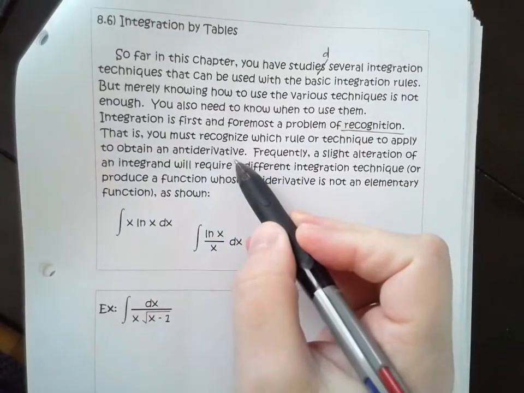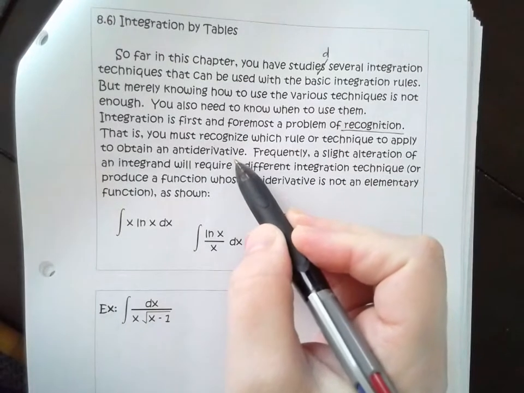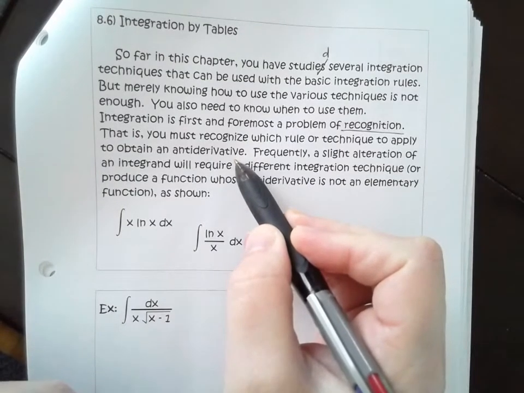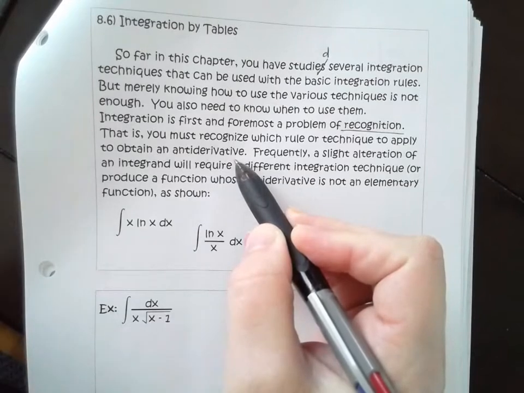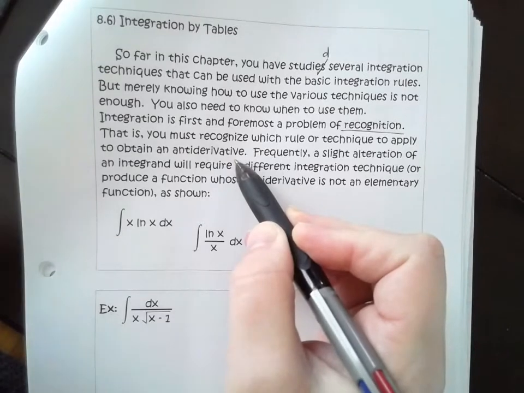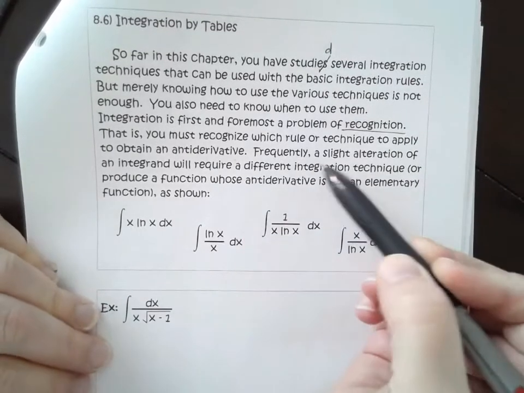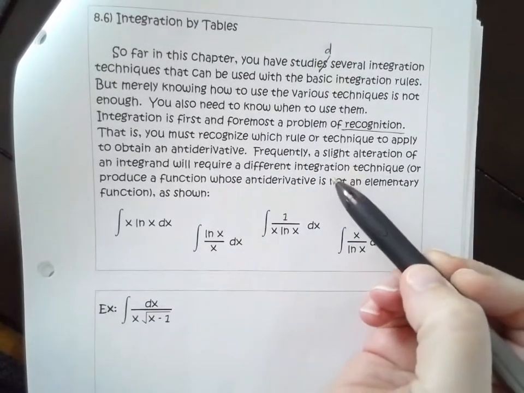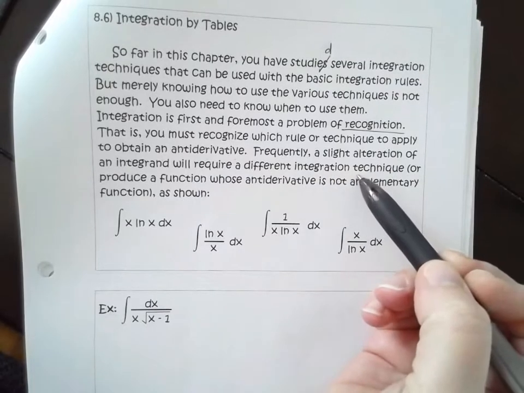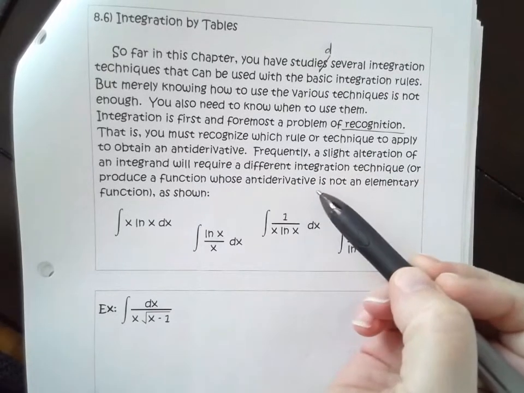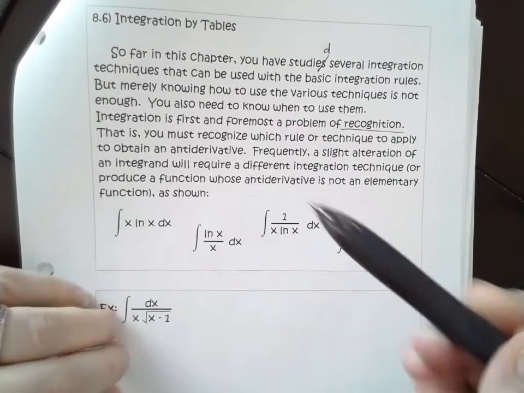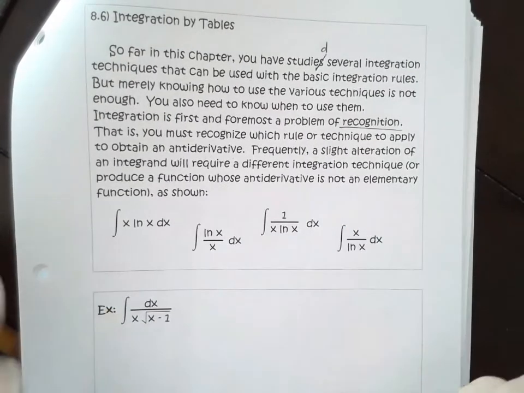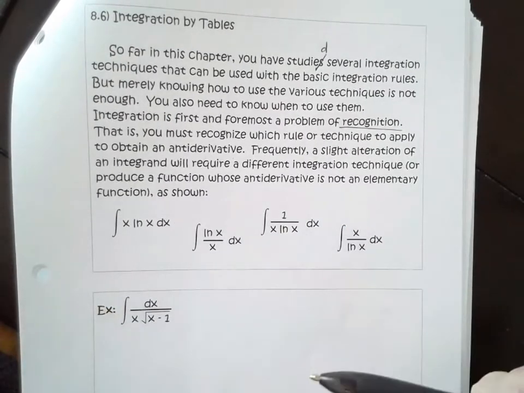There's times where U sub is going to make the most sense. There's times where trig substitution is going to make the most sense. And maybe both of those work, but which one is going to be the most efficient? So you need to recognize ahead of time what direction that you're going to be going. Frequently, a slight alteration of an integrand will require a different integration technique, or produce a function whose antiderivative is not an elementary function, as shown. So these are not necessarily just simple. They all look kind of similar, but they're all done in very different ways.